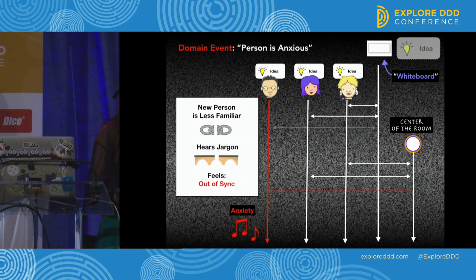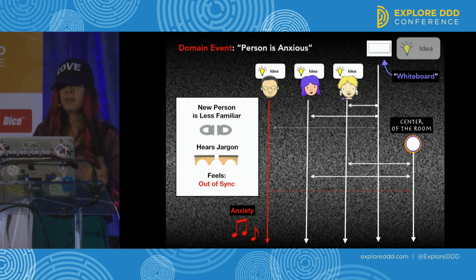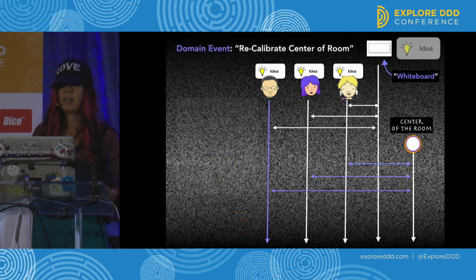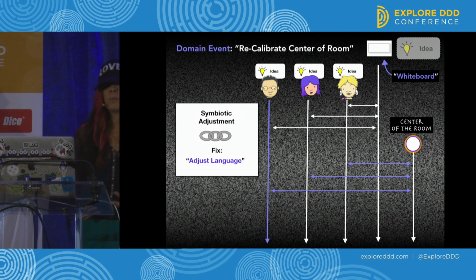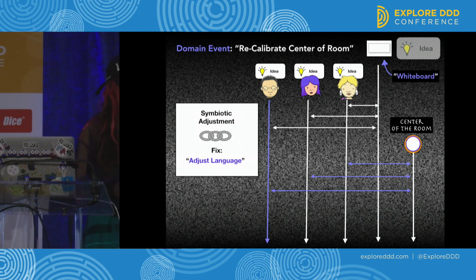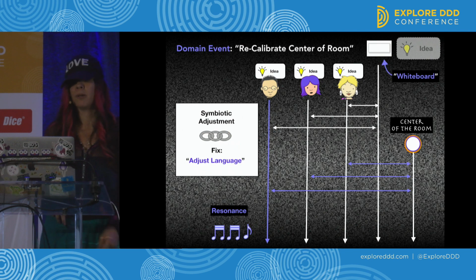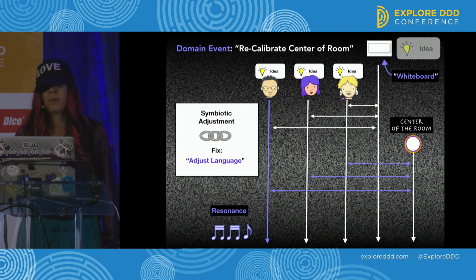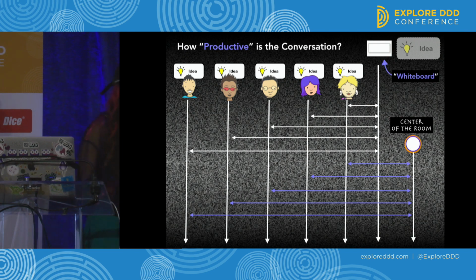Instead of shared language, here's a bunch of jargon, and it feels out of sync from the group. So what do the people do? They adjust, right? So we have this recalibration. Well, we'll adjust our language so that it works for everybody that's in the room. Now, what happens when we've got even more people in the room, right? Same kind of adjustments we make.